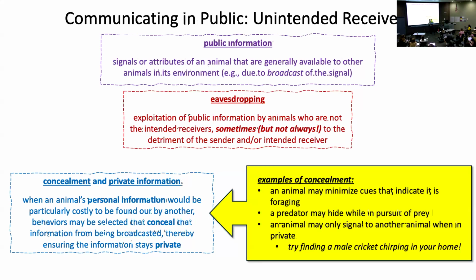So that's an example of concealment where, in this case, the signal is very, very important. It's a sexual signal. It needs it to mate, but it is very, very costly because it also brings potential predators to that location. So in that case, it's evolved concealment. So concealment, private information. And so all of this stuff together adds a layer of complexity.